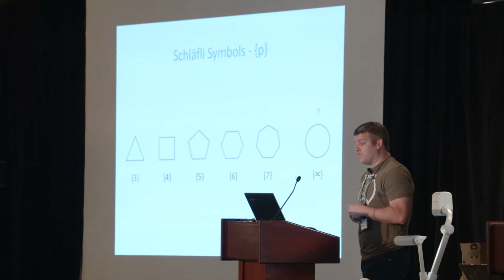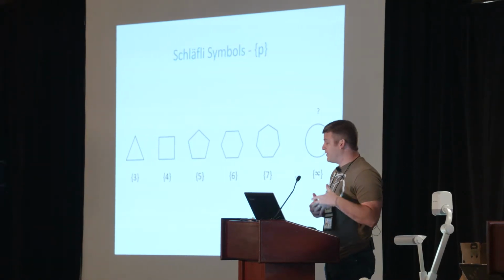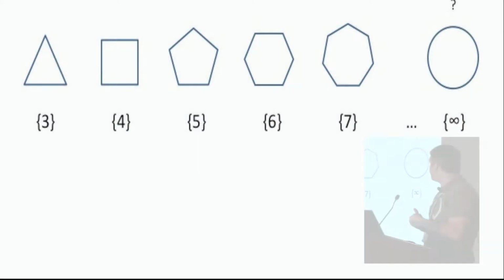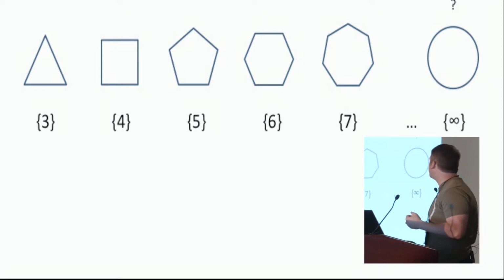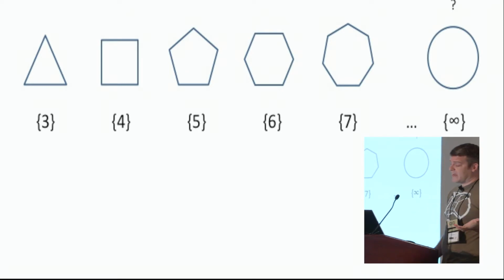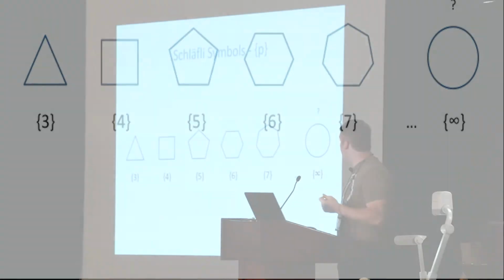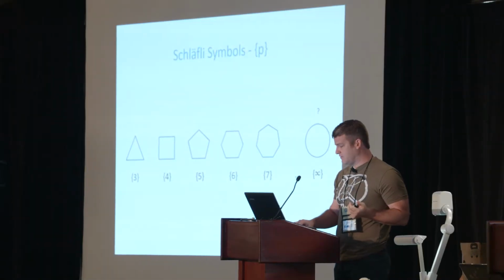So to start off with one number instead of three, I want to introduce you to something called Schlafly symbols. These are a really concise and efficient way to represent regular polygons, tilings, and honeycombs. In the polygon case, it's really simple. It's a single number that represents the number of sides of the polygon.